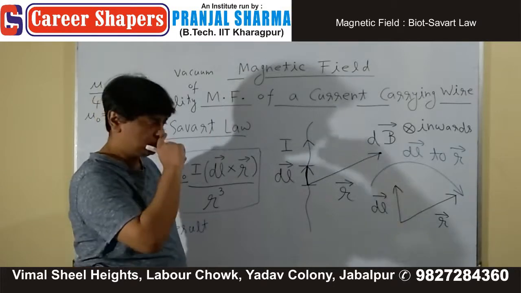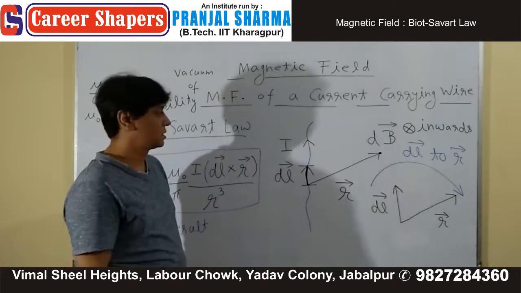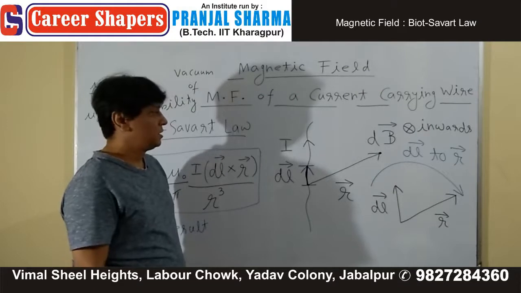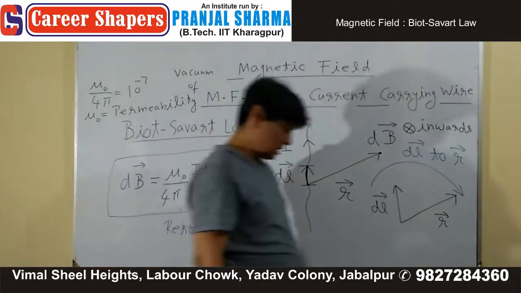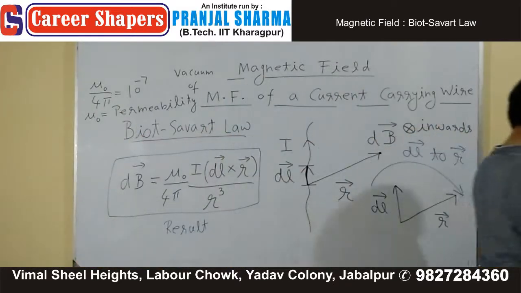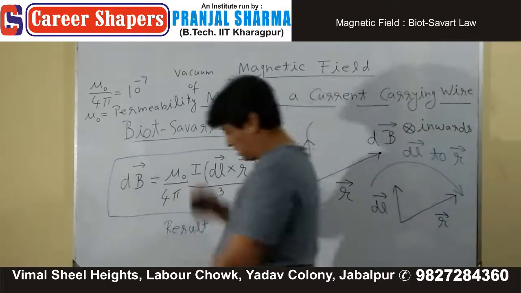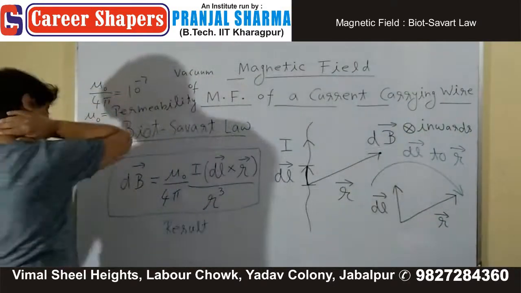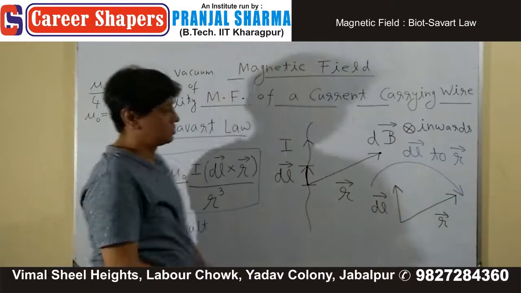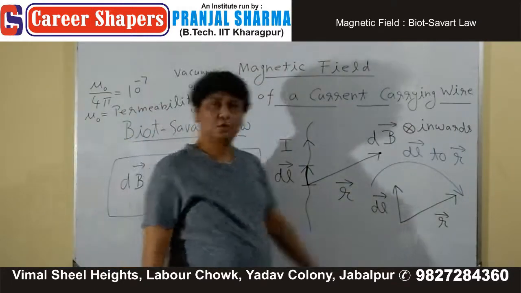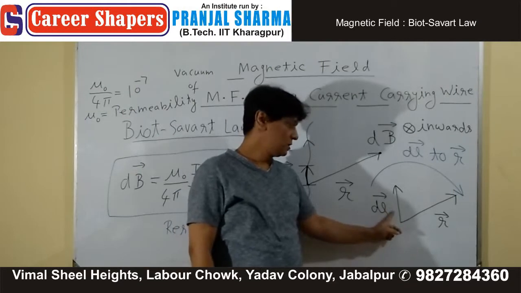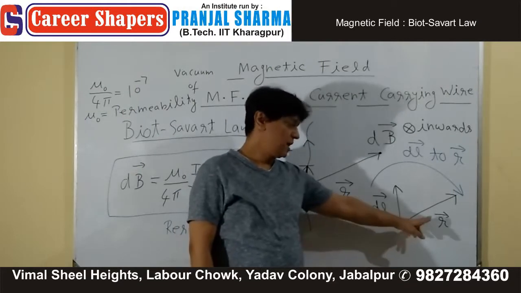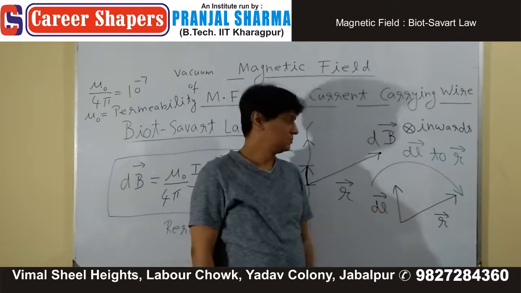Next point, direction of magnetic field. Direction of magnetic field is perpendicular to both dl vector as well as r vector.